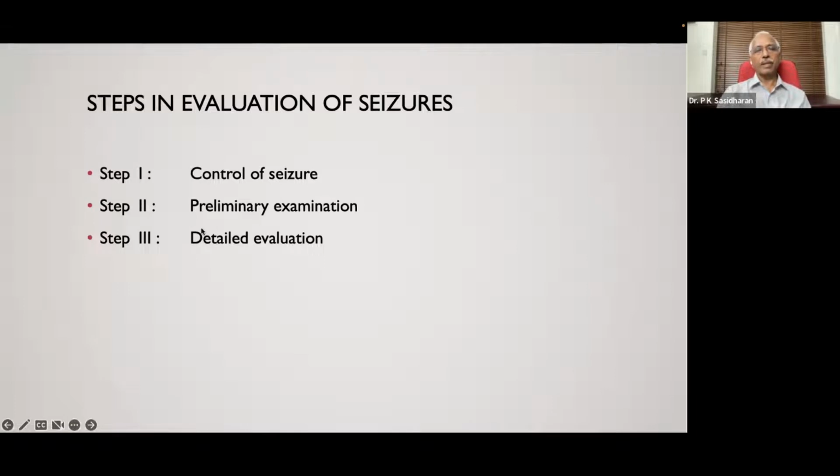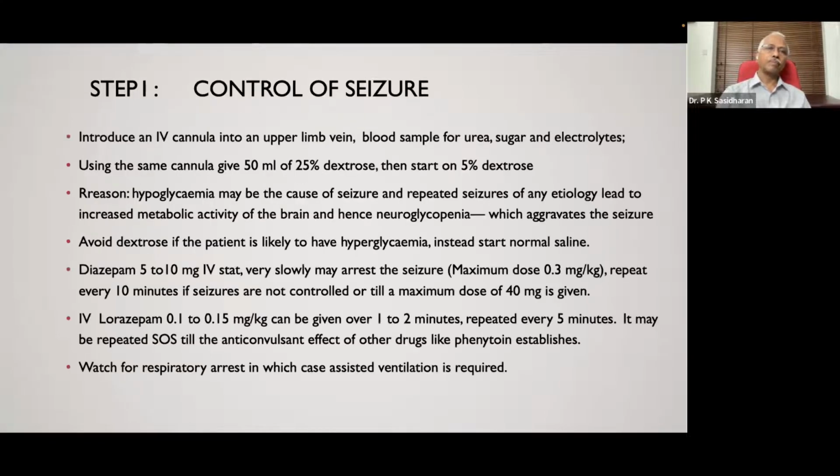And after that, once the seizure is controlled, the most important step is a detailed evaluation to find out all the contributory factors and the exact cause for the seizure. All these three steps have to be carried out.